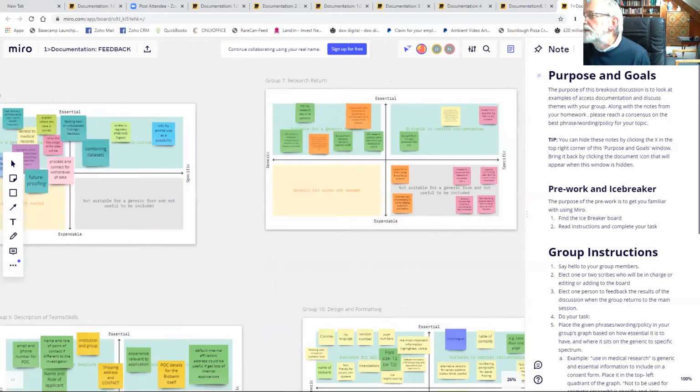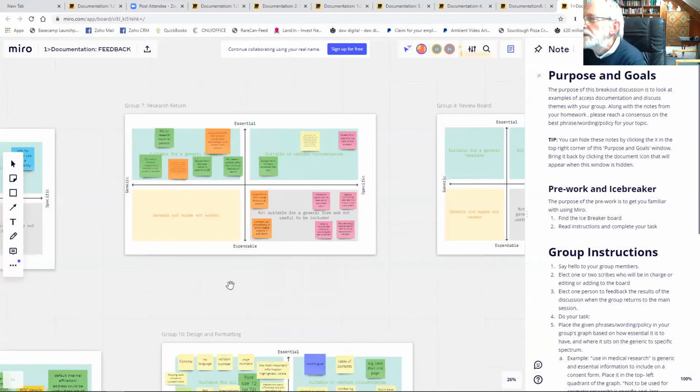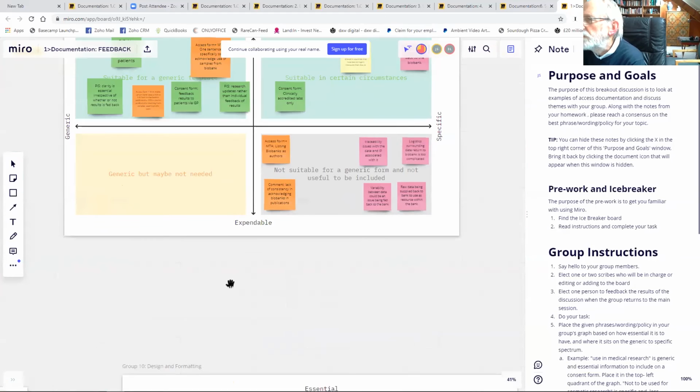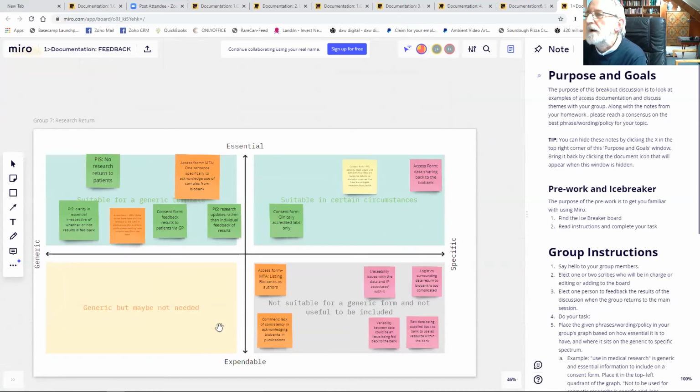There we are, next to number 6. Oh, now this is a different pattern. We've got some more definite things you don't have to include. That's handy. This is a research return. So this is a return of information, presumably.